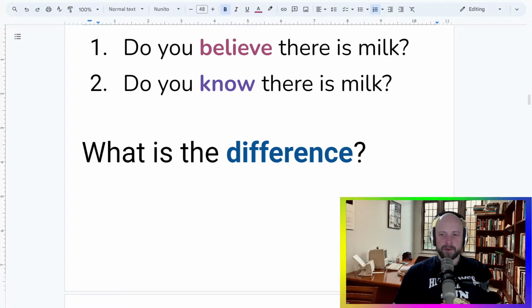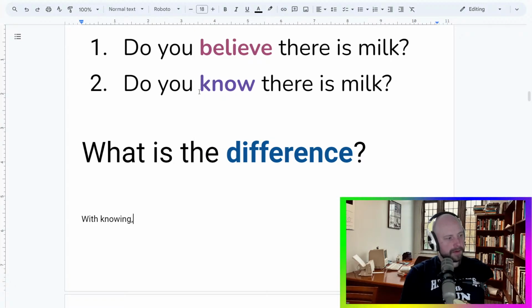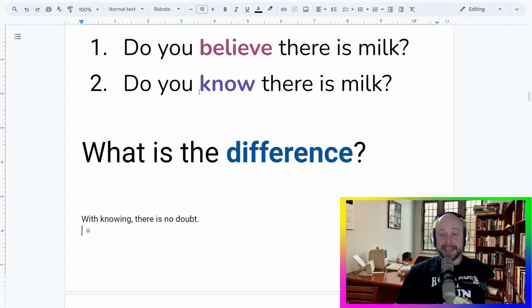When you know, there is no place for doubt. So with know, we have no doubt. That's an interesting thing to say. We can talk about that. With knowing there is no doubt. Seeing is believing, says MBTD English.